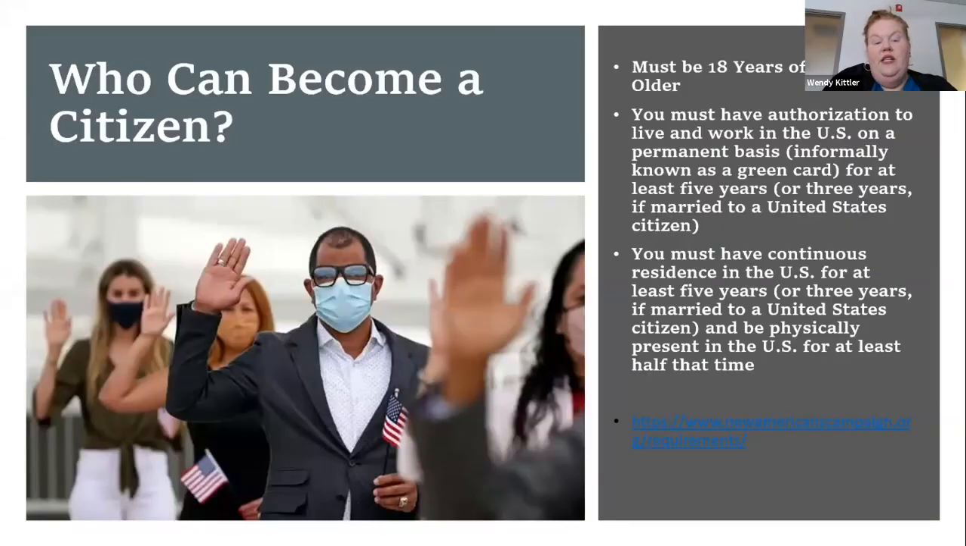So we'll quickly discuss who can become a citizen. Anyone 18 years or older who has authorization to live and work in the U.S. on a permanent basis. For example, if they've got a green card for at least 5 years, or 3 if they're married to a citizen. You have to have continuous residence in the U.S. for at least 5 years, or 3 if you're married to a citizen, and be physically present in the U.S. for at least half of that time. And I have the link provided underneath for that information.